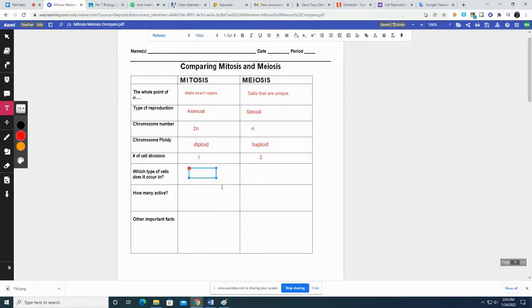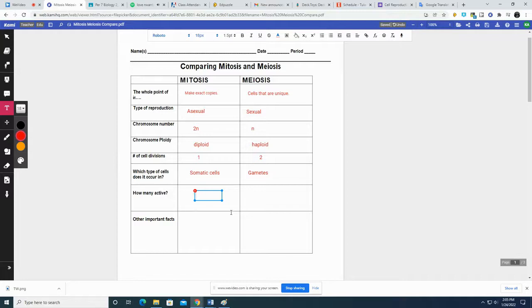What type of cells does it occur in? Remember, mitosis is how you make new body cells, also called somatic cells. So mitosis occurs in your body cells, your somatic cells. Meiosis occurs in your reproductive cells, your sex cells, also called your gametes. You should have heard of gametes by now. That should not be a totally new term.